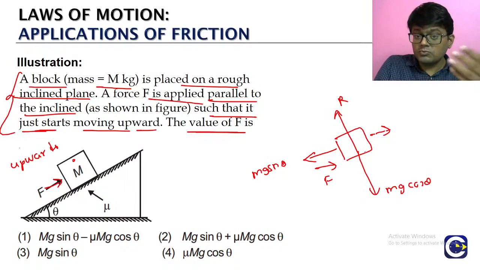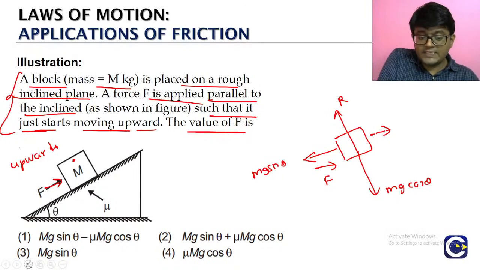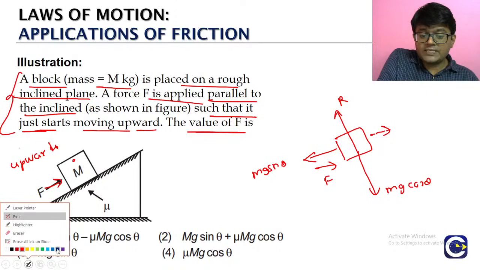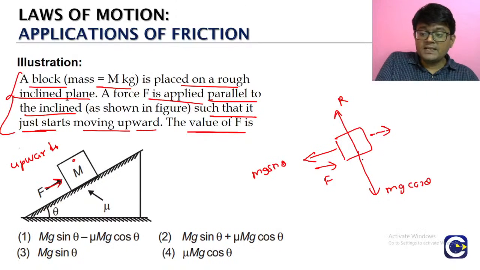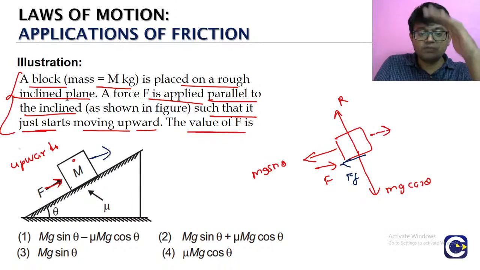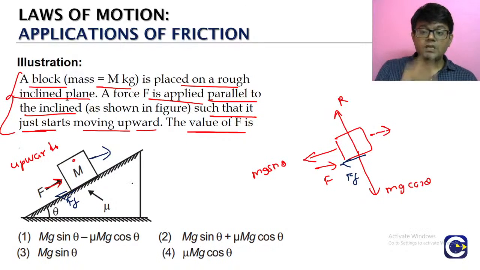When the block is trying to move upwards, the frictional force, right? There is roughness, which means there will be frictional force. How is the frictional force going to act? It will be acting in the opposite direction, right? So we are trying to move the block up the plane, so the frictional force will be acting down the plane.